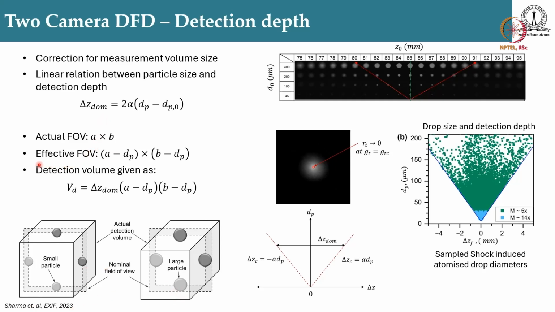So we usually take the effective frame of view as the actual A by B of the FOV minus the particle sizes. This is the effective frame of view, and if we multiply it by the detection depth, then we get the detection volume. So for that particular particle diameter, the detection volume goes like this, and if we change the particle size, the detection volume changes. So we have an exact correlation between the detection volume and the particle size, which is very crucial.